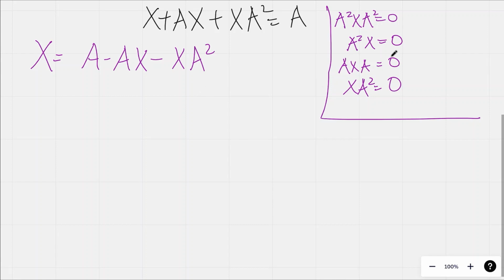Okay, so we've just proved that all these matrices up here are 0, and we have this thing here, but we've just proved that xa squared is 0, so in fact we can ignore that term as well. So we have that x equals a minus ax.